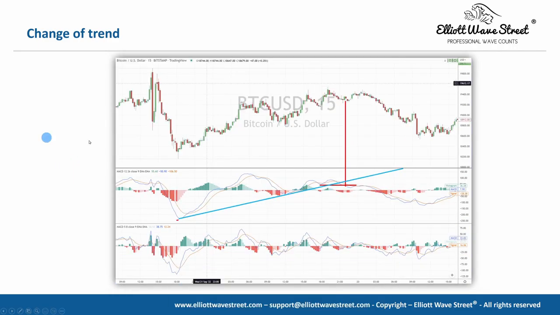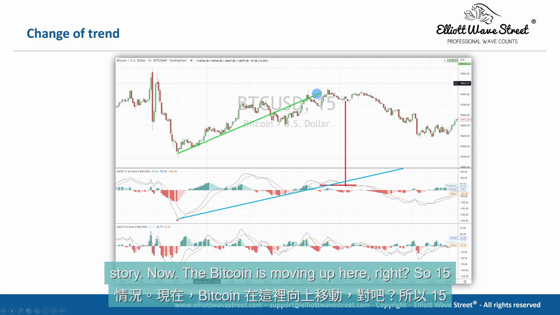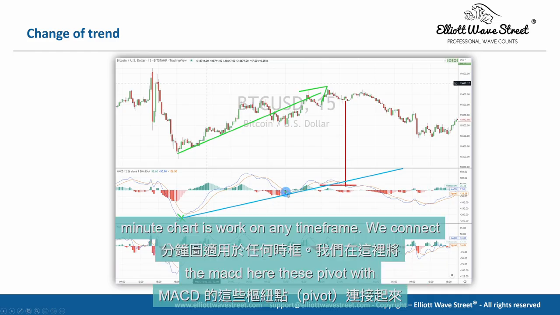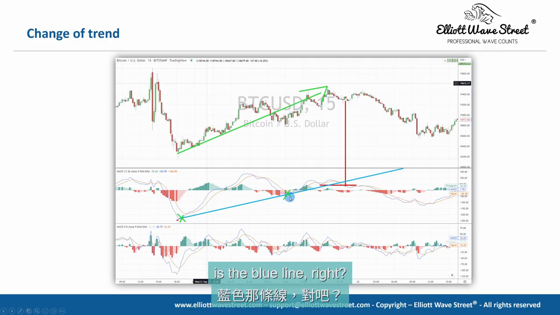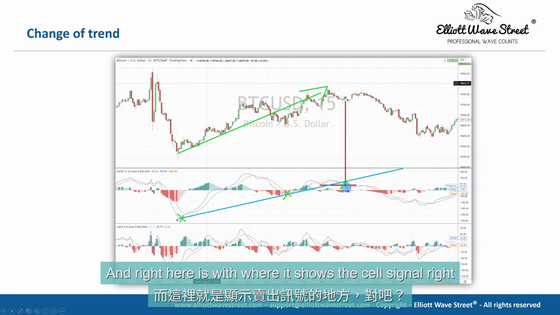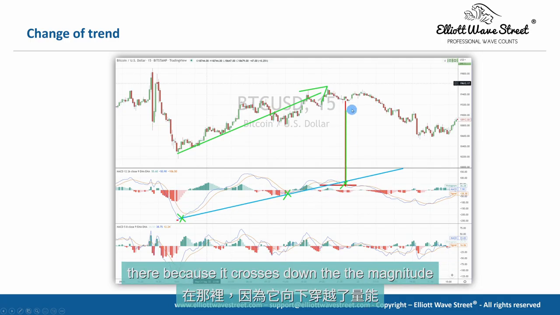Look at this one on the Bitcoin. The same story. Now the Bitcoin is moving up here, right? It's a 15-minute chart. This works on any time frame. We connect the MACD here, this pivot, with this pivot. When I say MACD, it's the blue line, right? So we connect the MACD line, and right here is where it shows the sell signal, because it crosses down the MACD trend line. So right there is a confirmation.